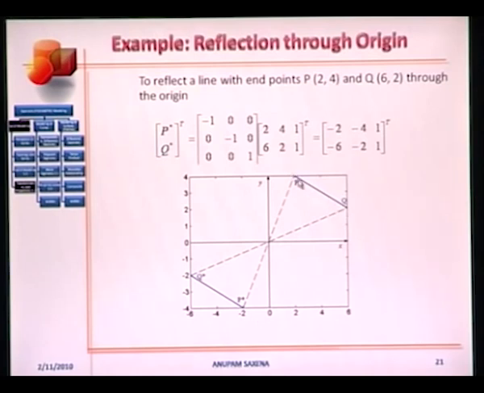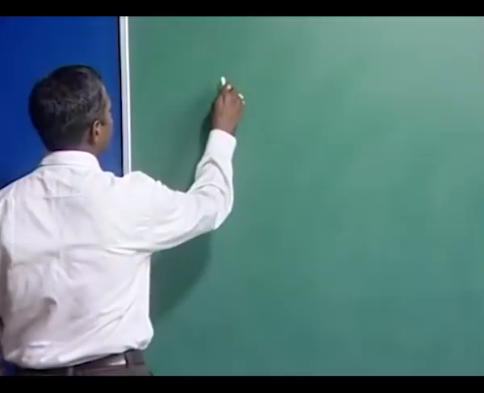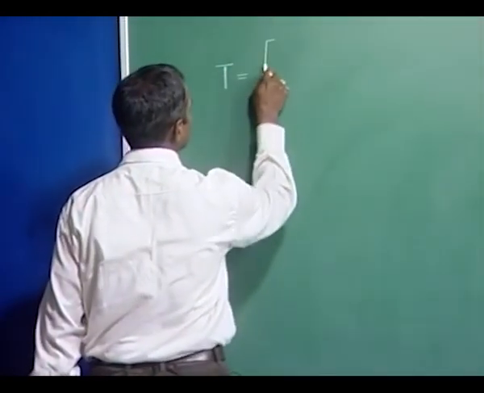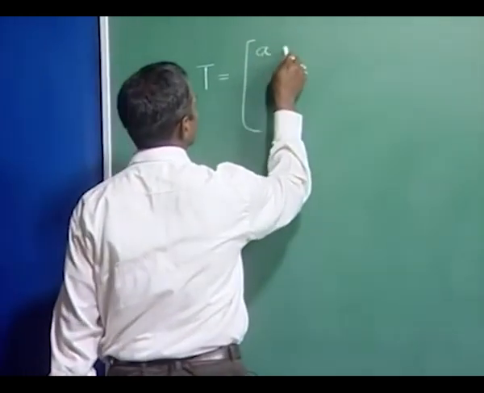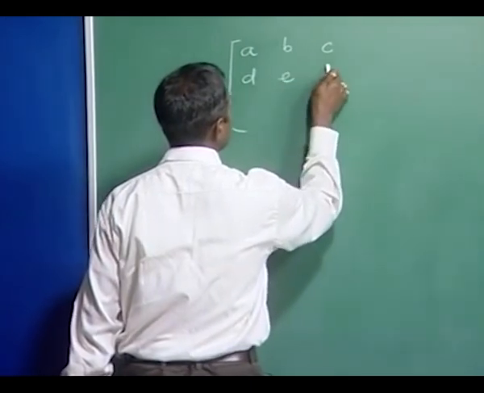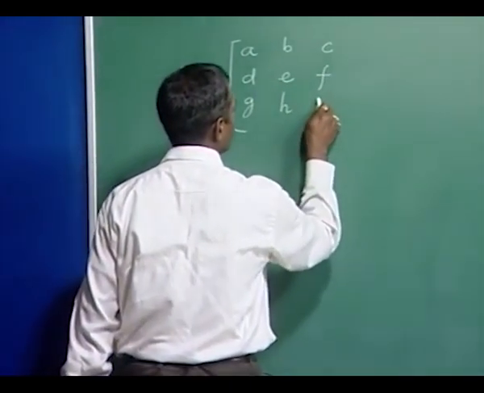This is the original line, PQ, and this is the final line, P star. Rigid body transformations have a peculiar property. Let me explain this to you on the board. Let T be any generic transformation with components A, B, C, D, E, F, G, H, I.